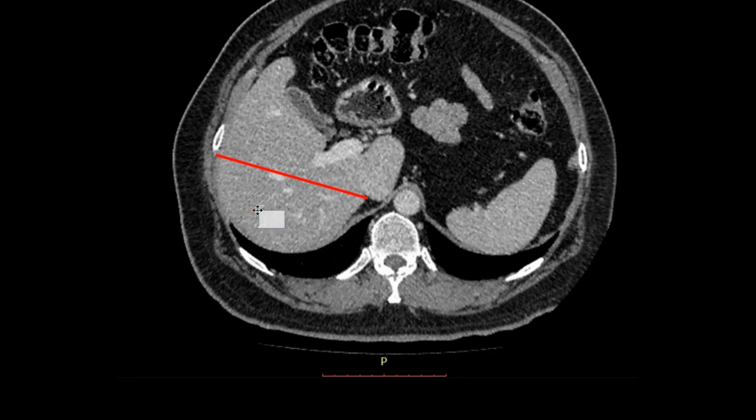So this is segment 6 as it is posterior to the right hepatic vein, and this is segment 5 or the right anterior sector inferior segment. This is the gallbladder. So this is how you can divide the right lobe inferior segments.